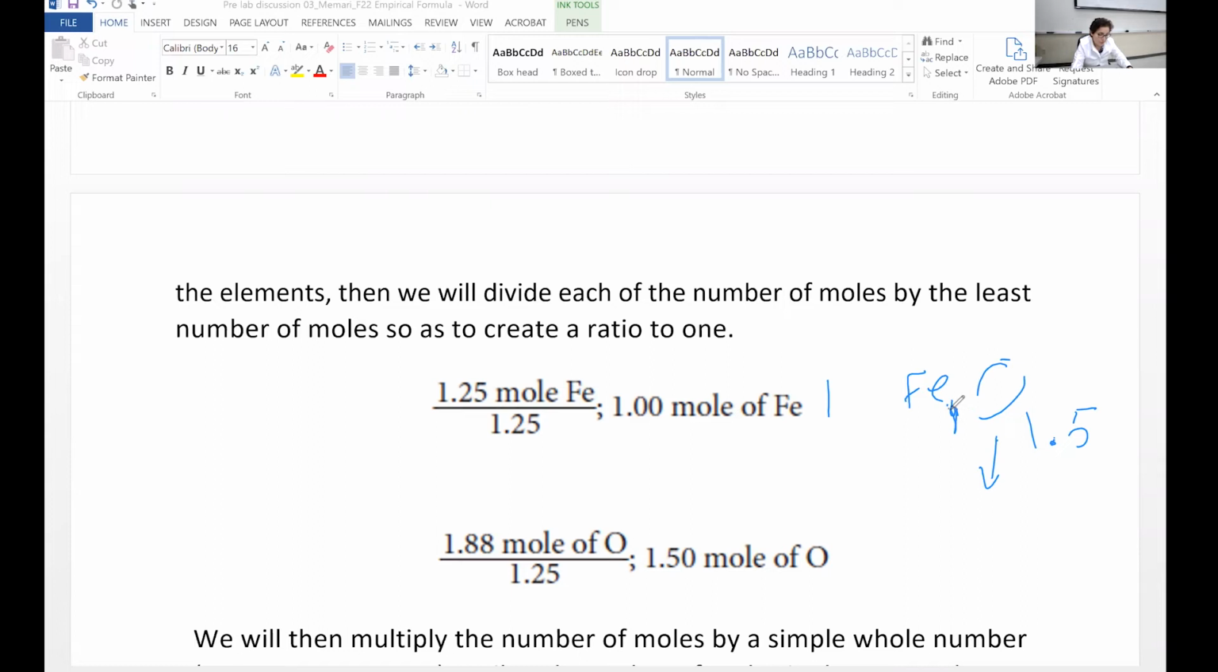If you get a ratio of 1 to 1.5, it's easy. You multiply both of them by 2 and you get Fe2O3. Fe2O3 shows the lowest whole number ratio of moles, and that is known as the empirical formula for iron oxide. So we have the empirical formula.